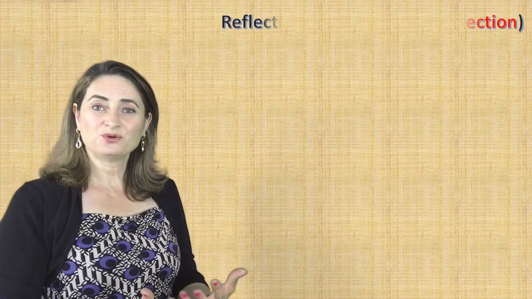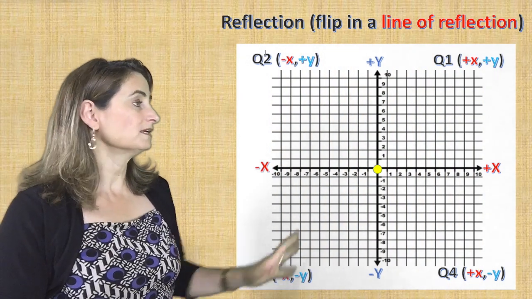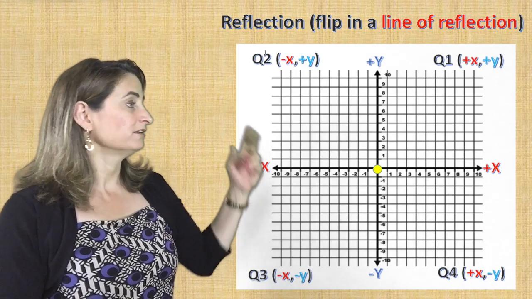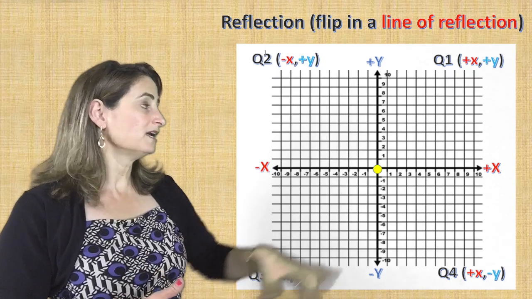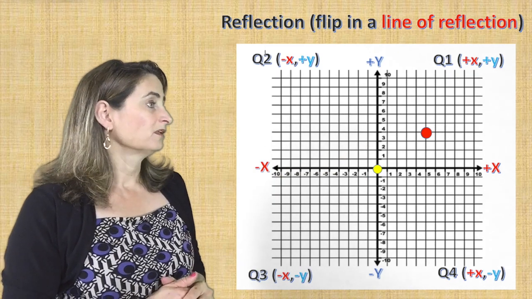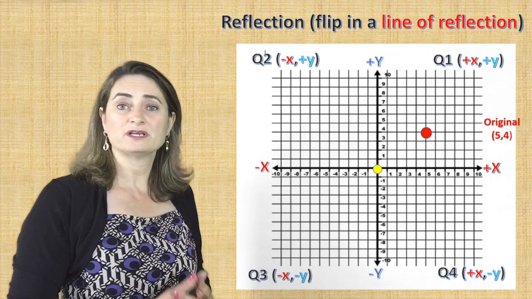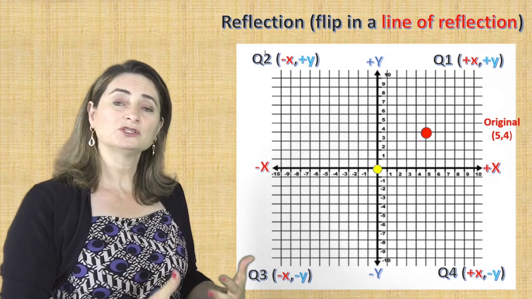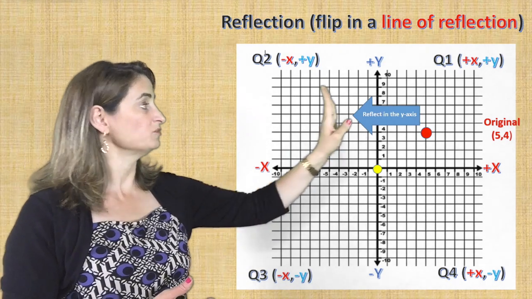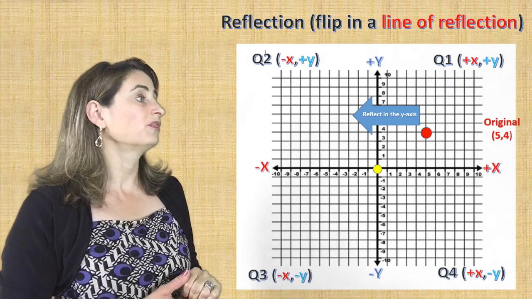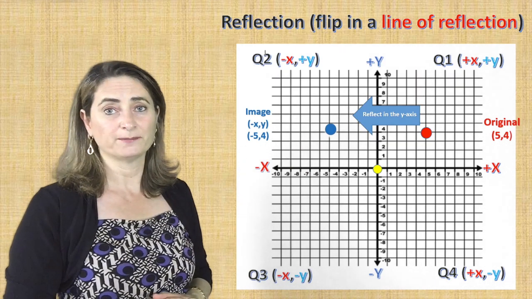Now let's move on to the coordinate plane and see how this works. Here's a coordinate plane with what we learned last time, the four quadrants and the signs. Reflection is a flip in a line of reflection. So the first time, look at this red dot, which is the original dot. The coordinates are 5 and 4, both positive because they are in the first quadrant. I want you to reflect this in the y-axis, which means the mirror is right on the y-axis. So the new coordinates for the image are -5, 4.